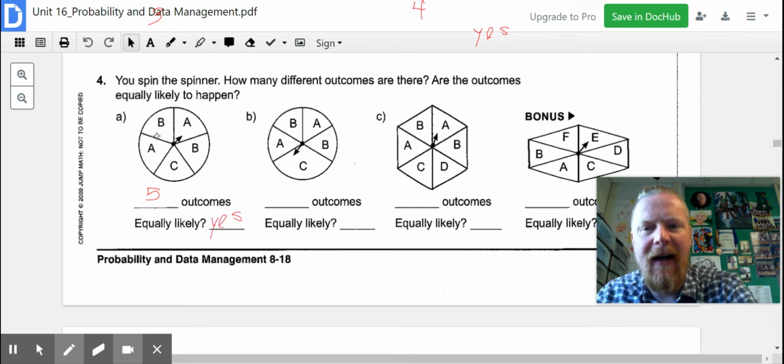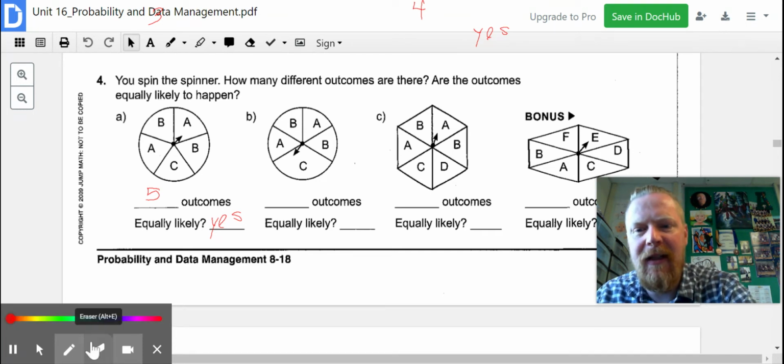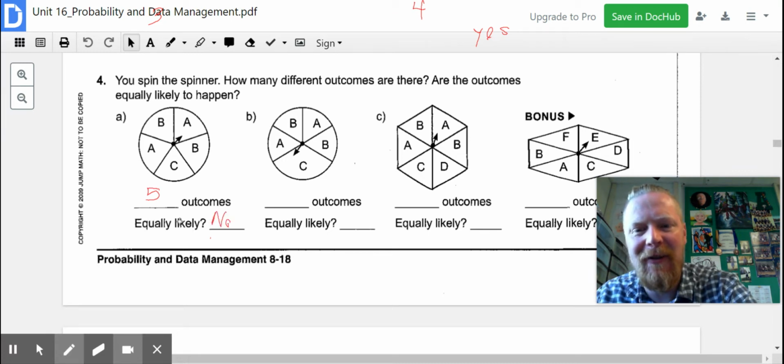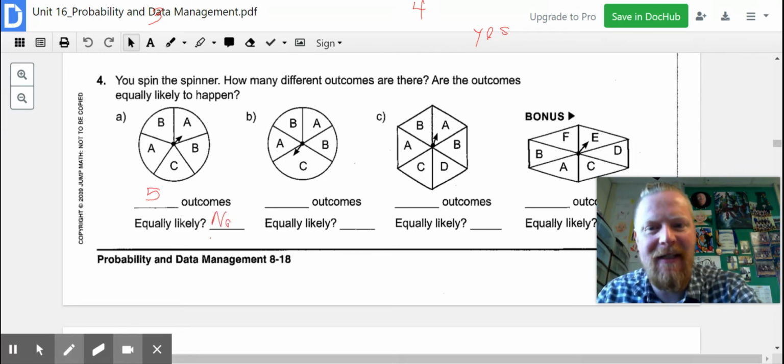I noticed that 2 are labeled A, 2 are labeled B, and C is just 1. So you're more likely to get an A, but you have an equal chance of getting in each zone. Okay? Maybe that's what they mean? I'm going to change my answer there. No. You are more likely to get an A or a B than a C, because C is a smaller zone. It's only got 1 zone. The other ones have 2.